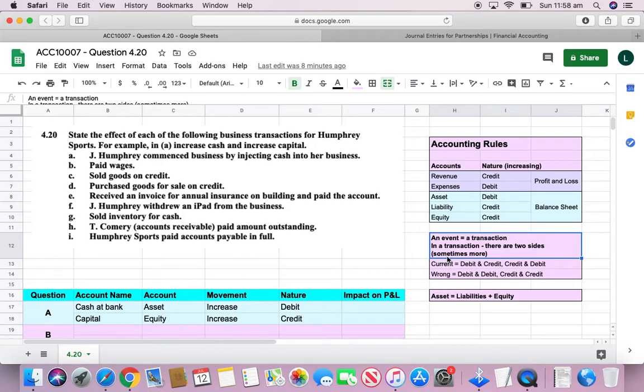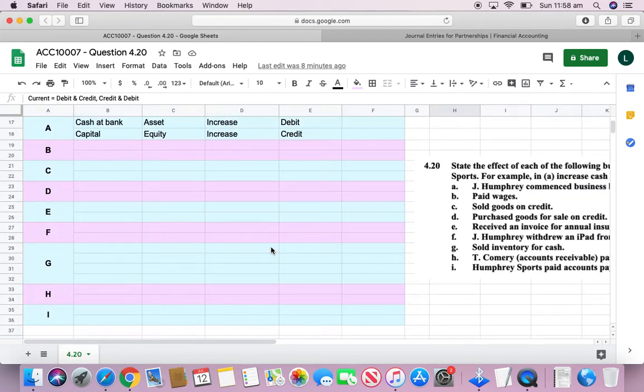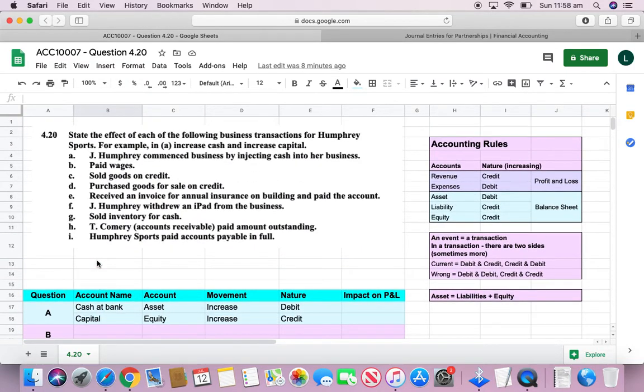So this is what we call double-sided journal entries. Again, as I mentioned before, you won't actually be writing out journal entries, but you will in essence through the worksheet, so it's important to understand. In some transactions, which we'll see below, I think for G, you'll see we've got 4 lines here. So you actually have 2 transactions within the one event.